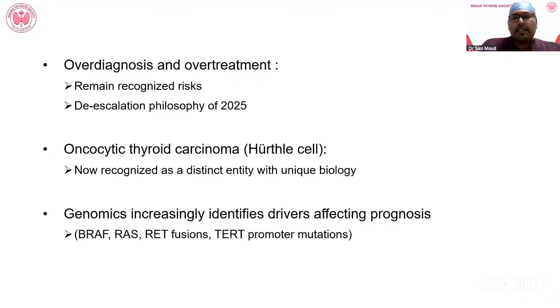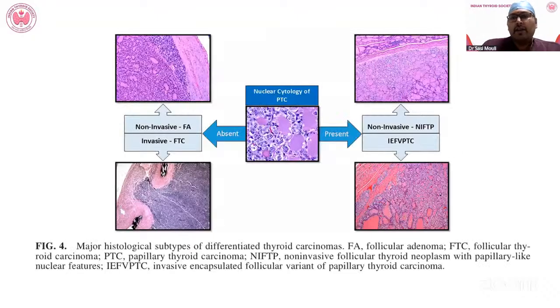So coming to the pathology, this is NIFTP and the difference between NIFTP and follicular thyroid carcinoma. If you have the nuclear cytology features present, then it goes to the FVPTC side. Previously, it was the encapsulated variant of FVPTC, which has now been renamed as NIFTP. If there is invasion, then it is called invasive FVPTC. And if there are no nuclear features, then it becomes either follicular adenoma or follicular thyroid carcinoma.